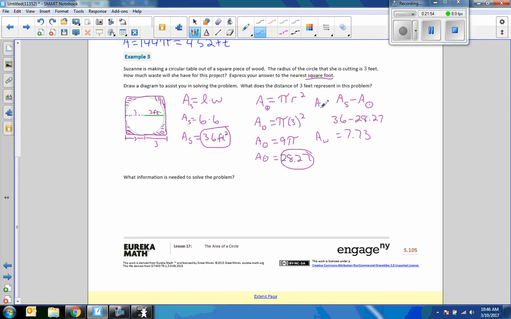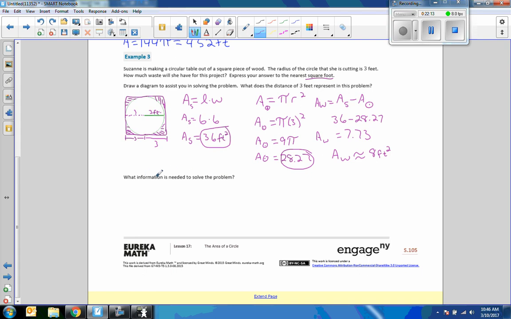So I should write this up here. Area of waste equals area of square minus area of circle. So the area of the waste is 7.73. Now round to the nearest square foot, we'll round up. So the area of the waste is approximately 8 feet squared.